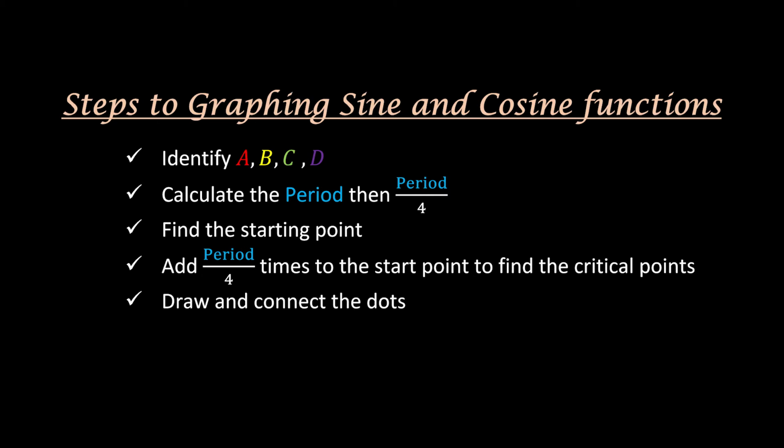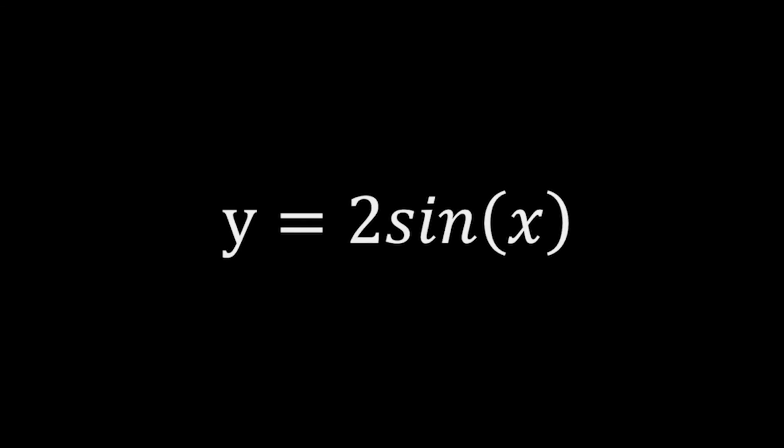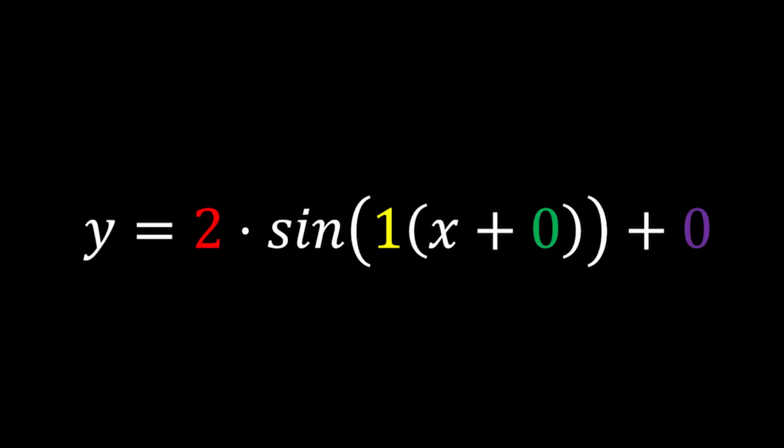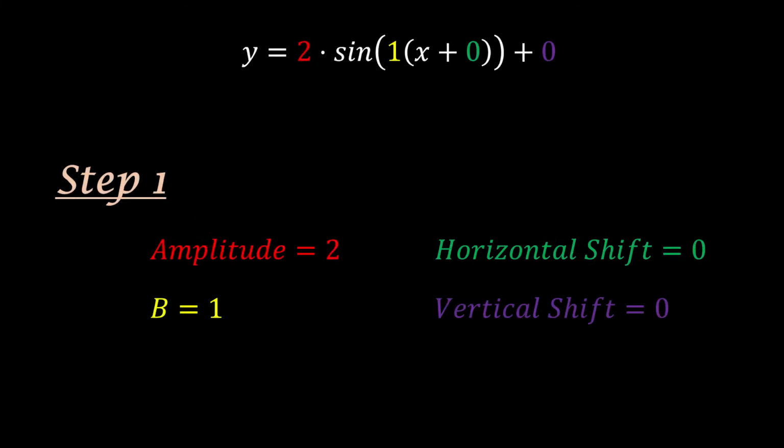The fourth step is to find the other 4 critical points. Remember, there are 5 critical points. The first one is the starting point, and the others can be found by using the period over 4. The last thing we have to do is draw the points and then connect the dots. So let's get started. Step 1 is to identify my variables. So the first thing I should probably do is take this function and transform it into its general form. After we do that, we can see that a equals 2, b equals 1, c equals 0, and d also equals 0.